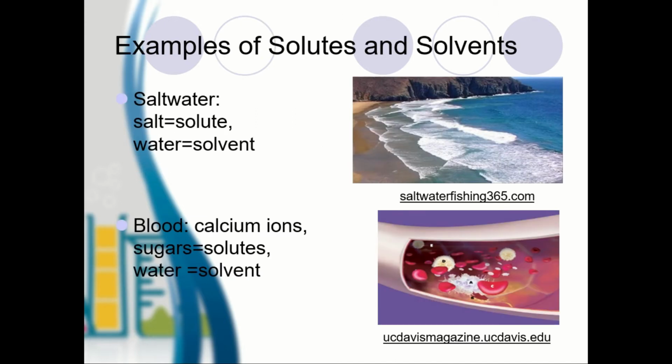Here are some examples of solutes and solvents. Number 1, salt water, wherein the solute is the salt and the solvent is water. Next, we have the blood, wherein the solutes are the calcium ions and the sugar, and the solvent is water.